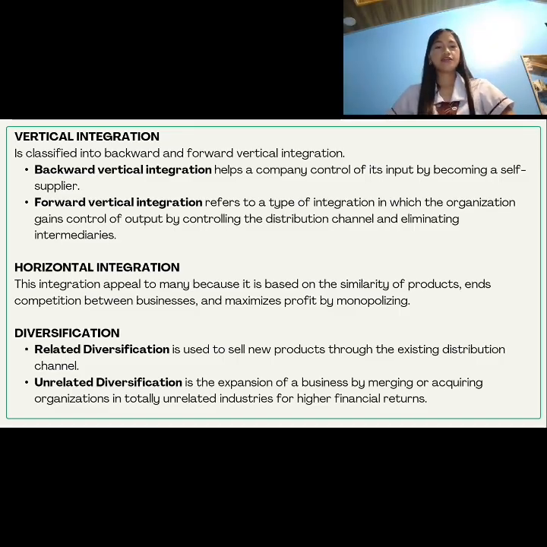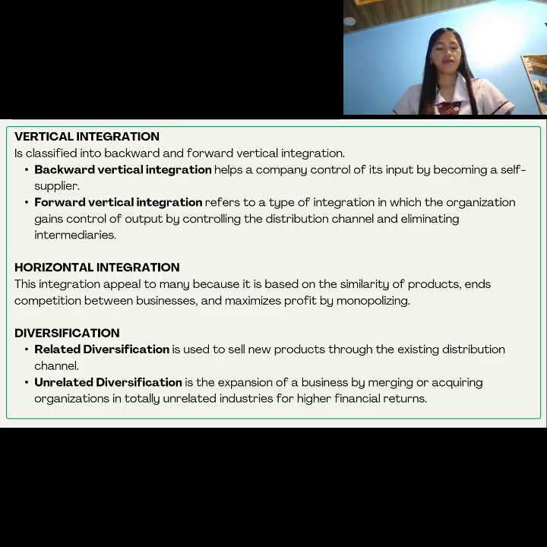So ang kalahian sa vertical o horizontal integration kay ang vertical, ang manufacturer mismo ang mupalit og supplier o distributor. Ang horizontal kay ang retailer nagpalit sa another retailer.